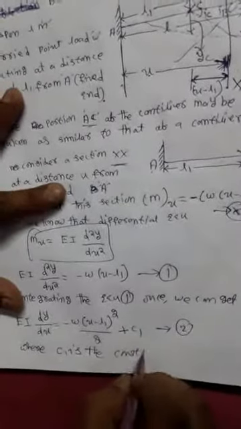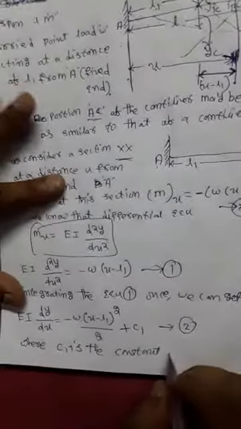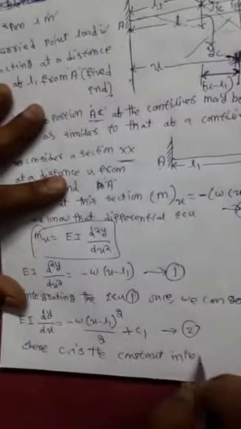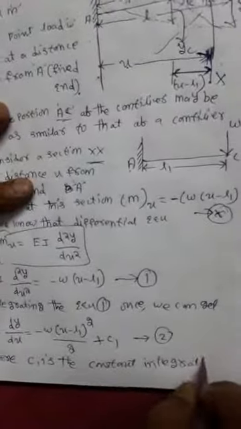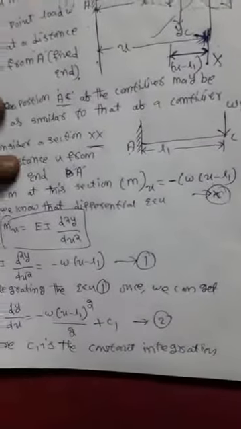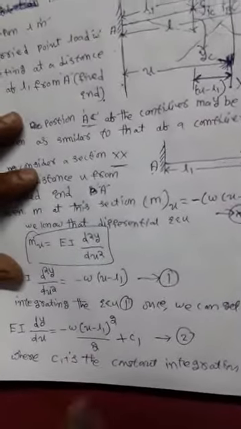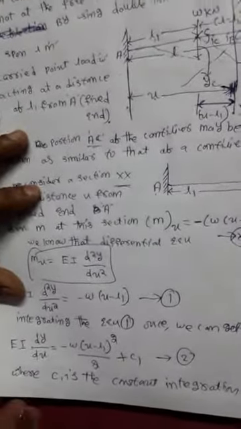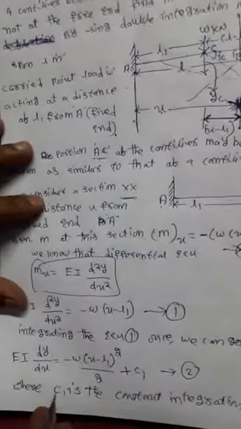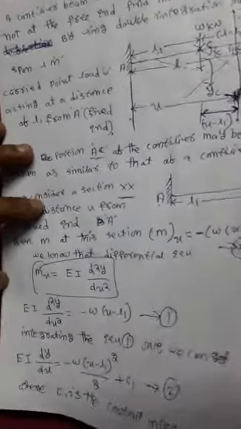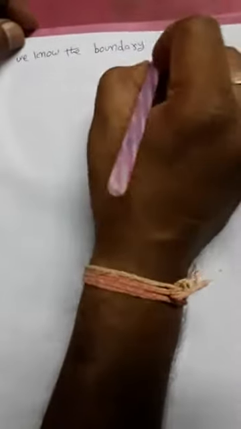Then you can find the constant of integration. For finding the constant of integration C1, you apply boundary conditions to this equation. The first boundary condition is, we know the boundary conditions.